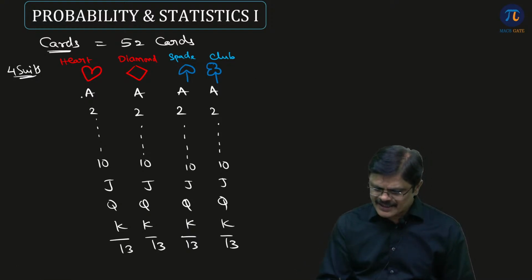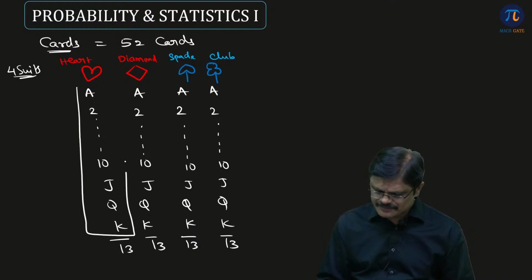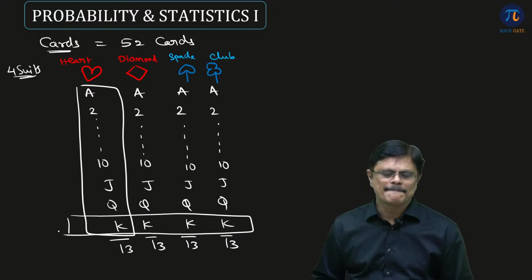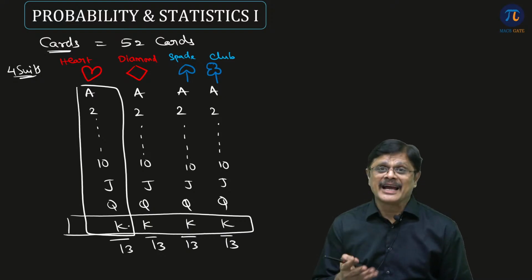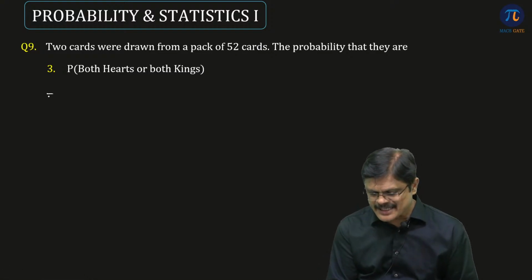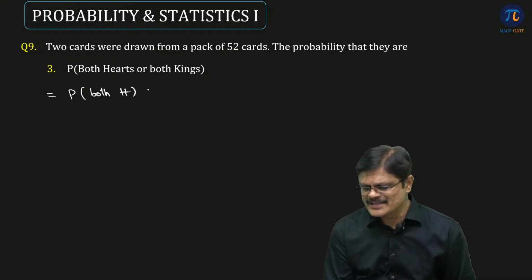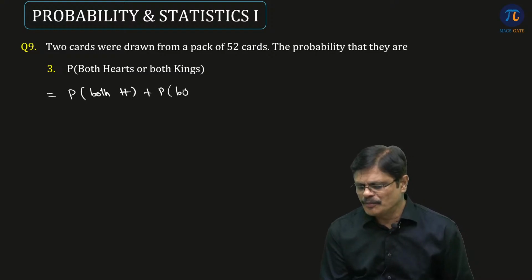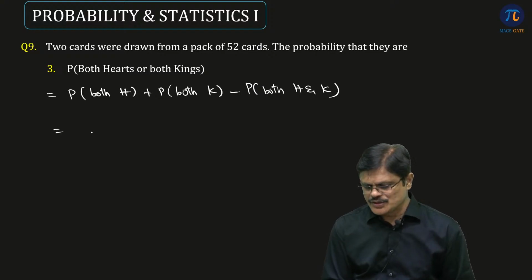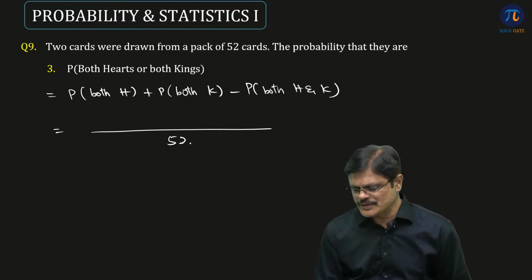So for hearts and kings, these are the hearts and these are the kings. It looks like they have something in common. So you might feel it is the same as probability that both are hearts plus probability that both are kings minus probability that both are hearts and kings. So the denominator is 52C2.